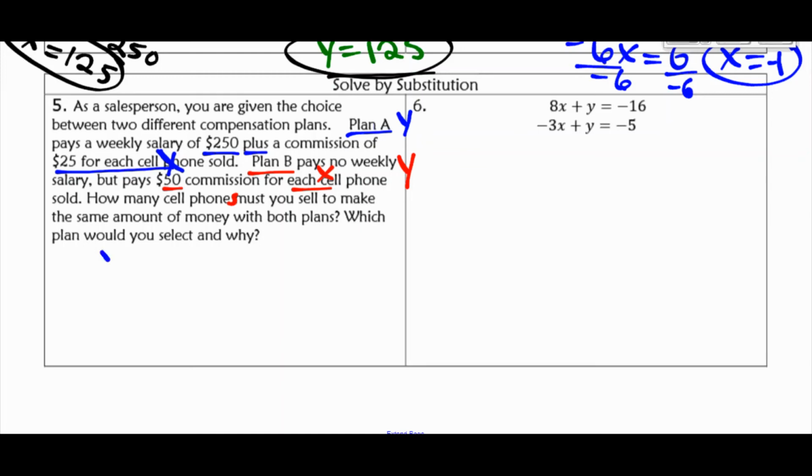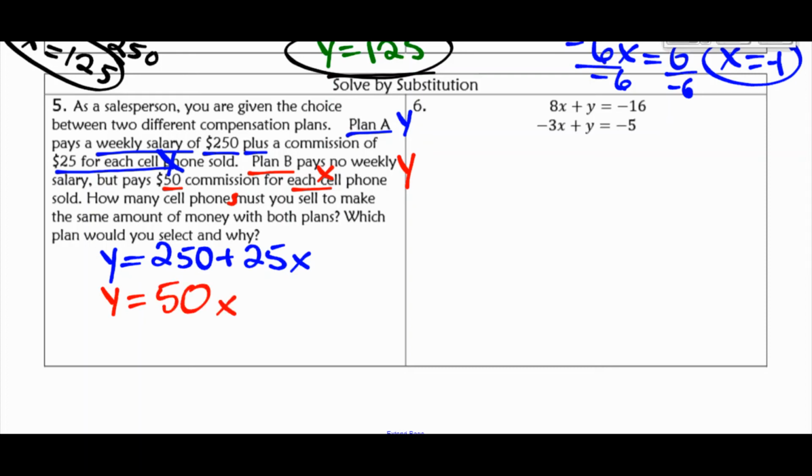So for plan A, the total amount of money that I'm making comes from the 250. That's the money I'm making no matter what. That's what a weekly salary is. I'm just getting paid that plus the commission for each cell phone sold, $25 times the number of cell phones. Plan B is making $50 for each cell phone. There is no weekly salary, so I don't have a number that's being added up.